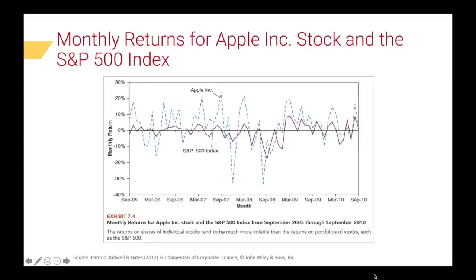This graph shows the monthly returns for Apple stock and the S&P 500 index. As we can see, the returns of shares on individual stocks tend to be much more volatile than the returns on a portfolio of stocks, such as the S&P 500.